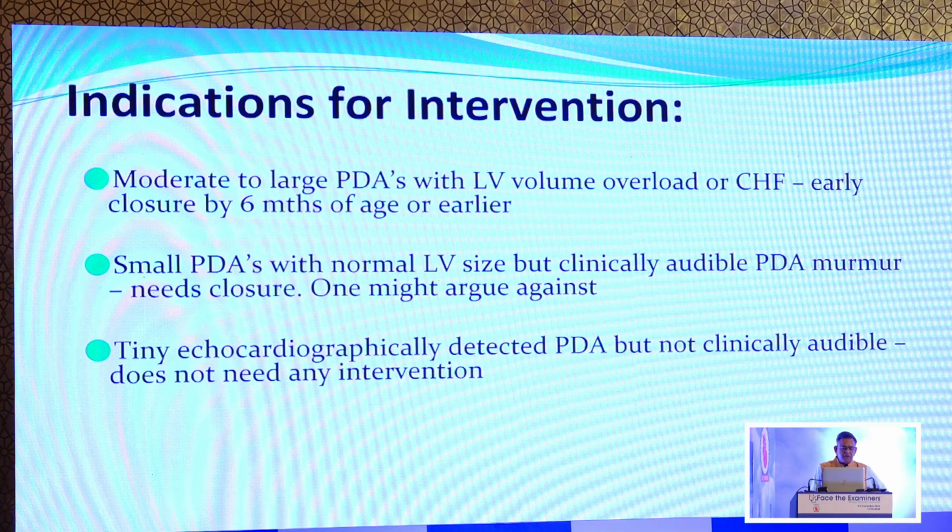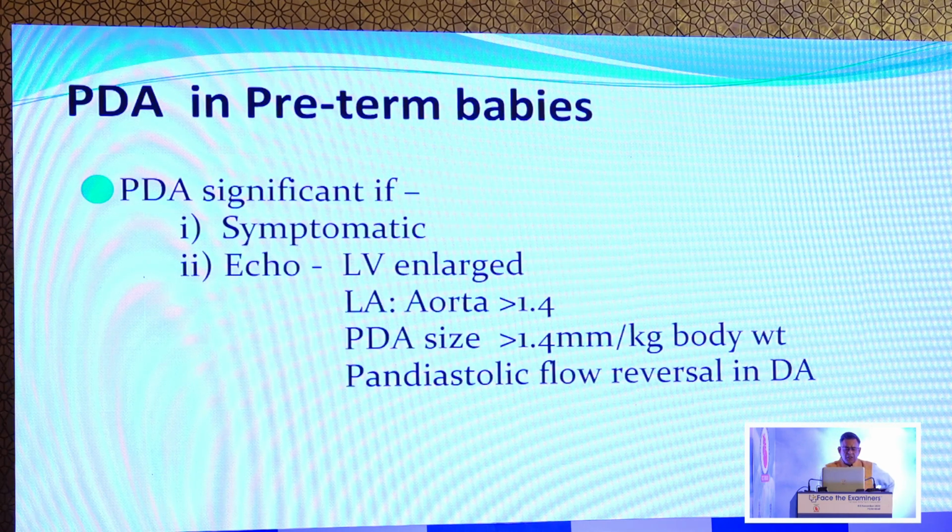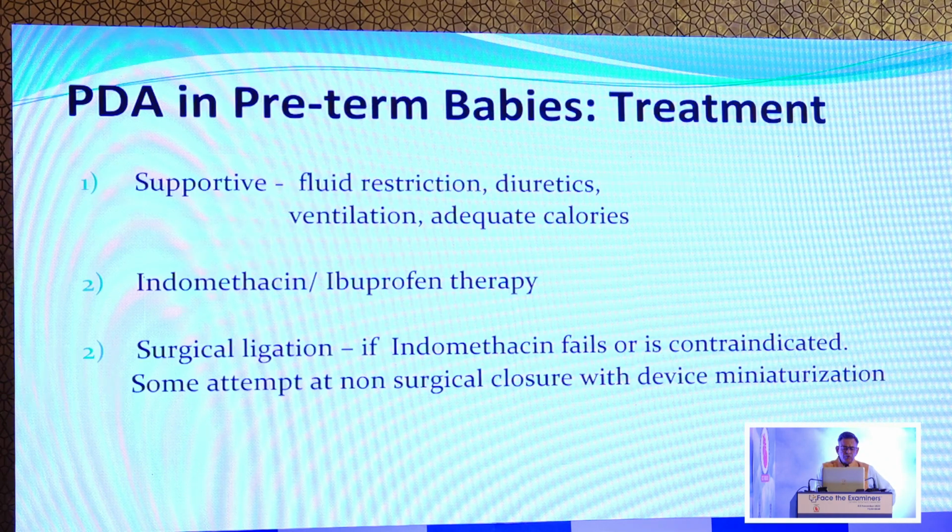Indication of intervention is when there is heart failure; you can intervene at 6 months. A tiny, echocardiographically detected PDA which has no murmur can be left; otherwise all PDAs have to be closed. If it is significant in preterm babies, then look by echo whether the LV is enlarged or not, and what they say is that if the aorta is larger than the LA, or PDA size is more than 1.4 per kg body weight, then close it down. You give indomethacin and then close it down.